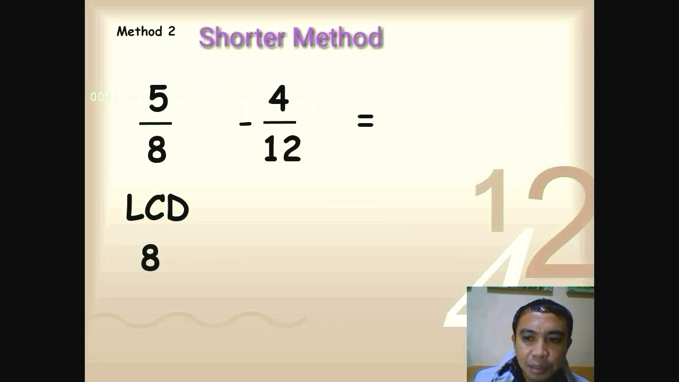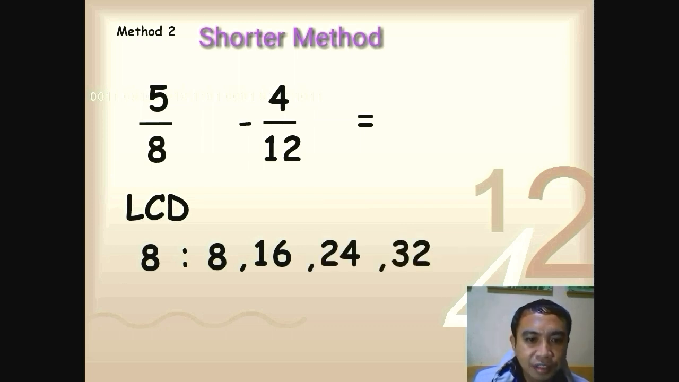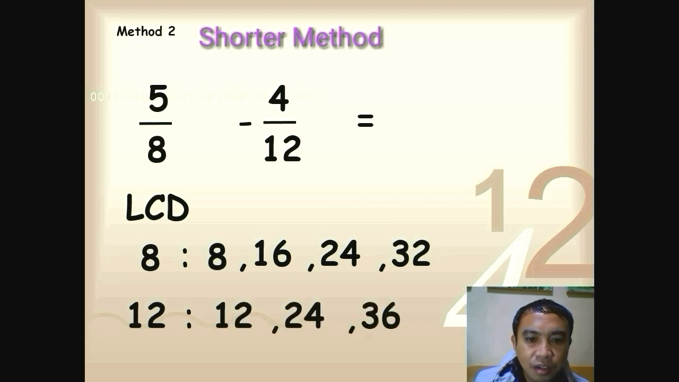For 8, the multiples are 8, 16, 24, 32, and so on and so forth. For 12, the multiples are 12, 24, 36, and so on and so forth. So the least common multiple between 8 and 12 is 24. So our LCD is 24.